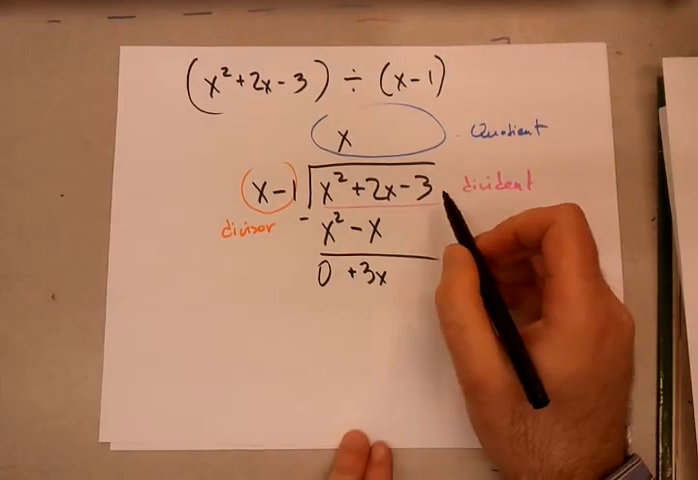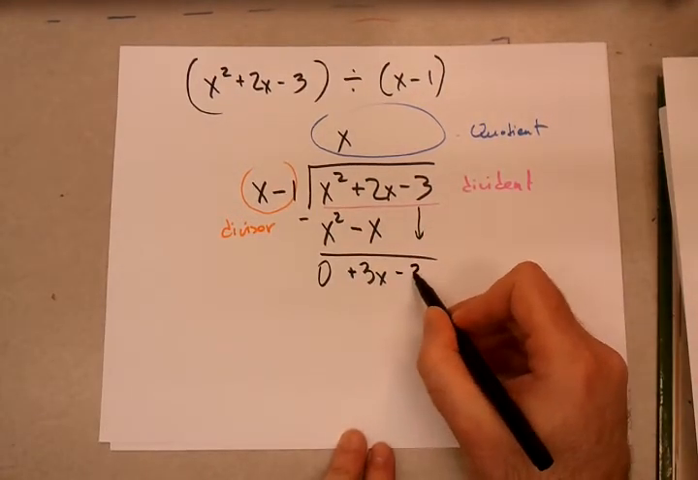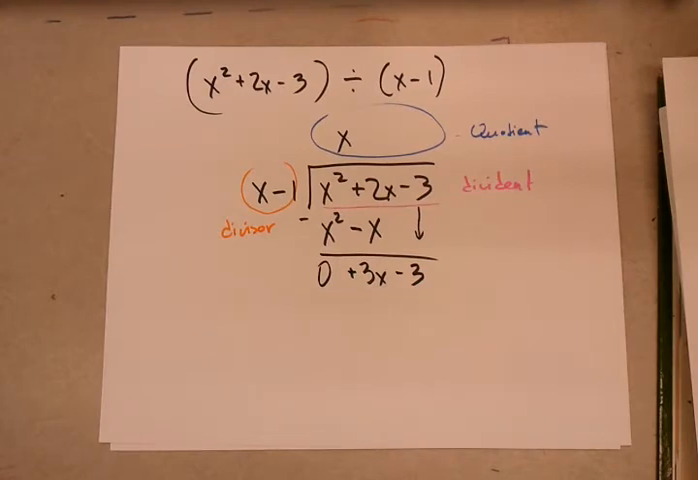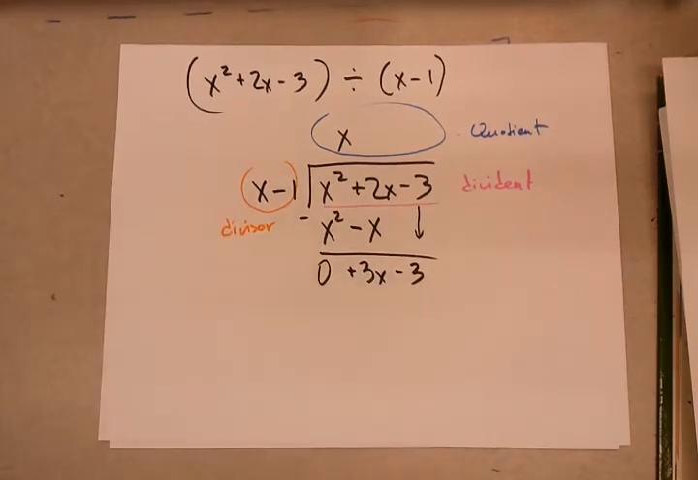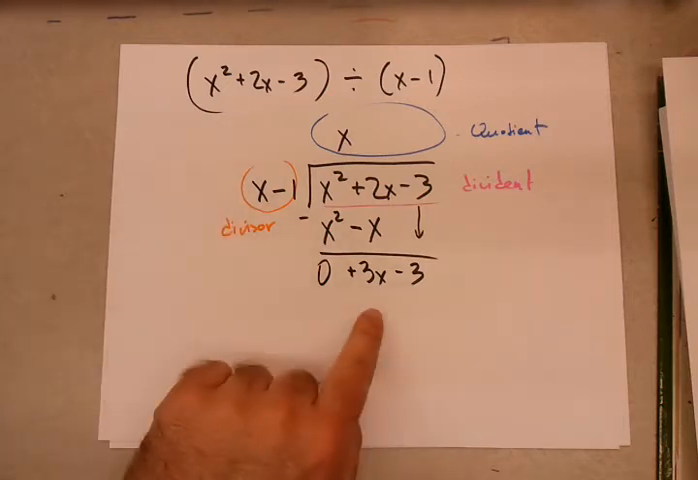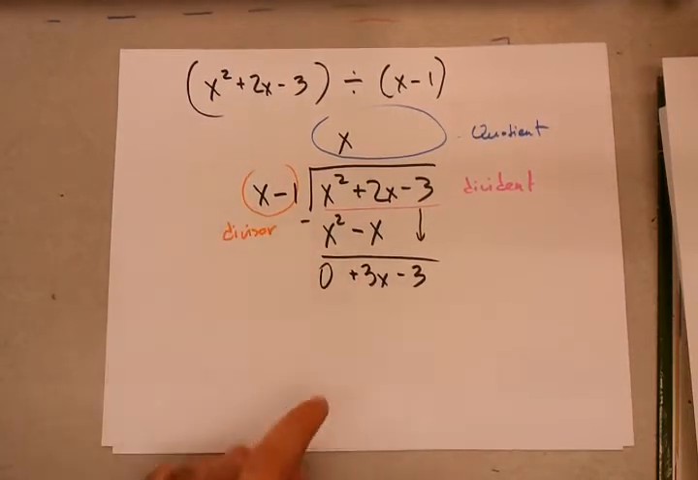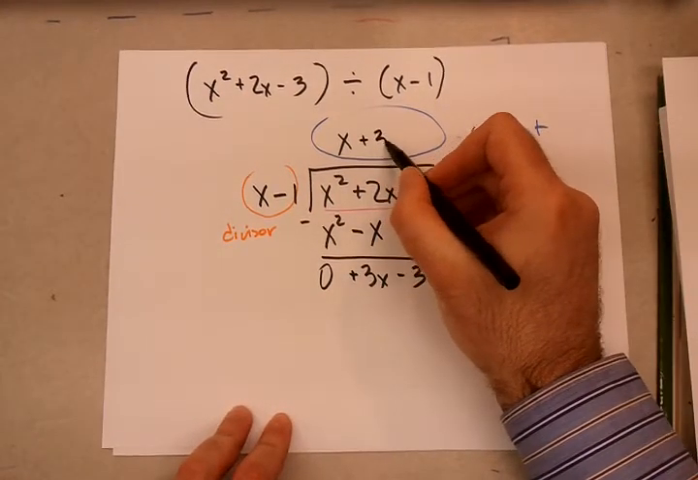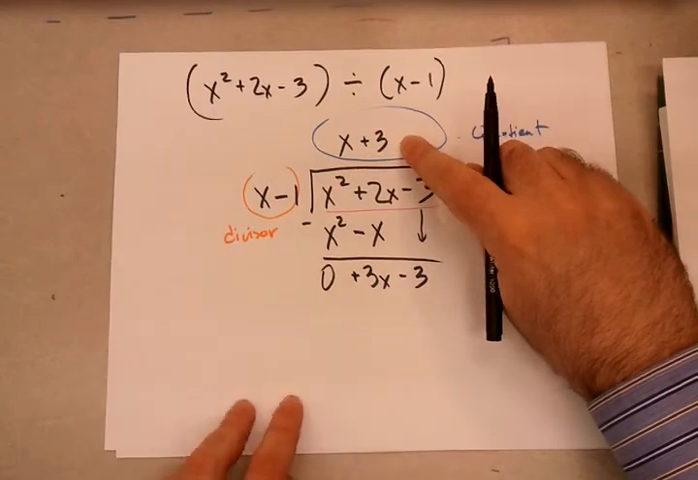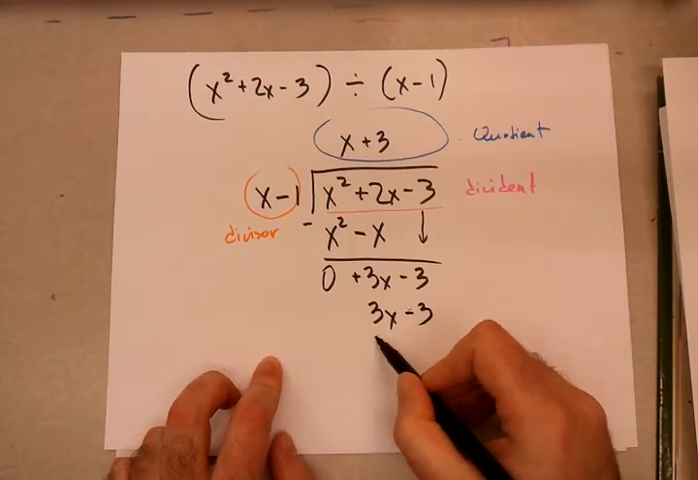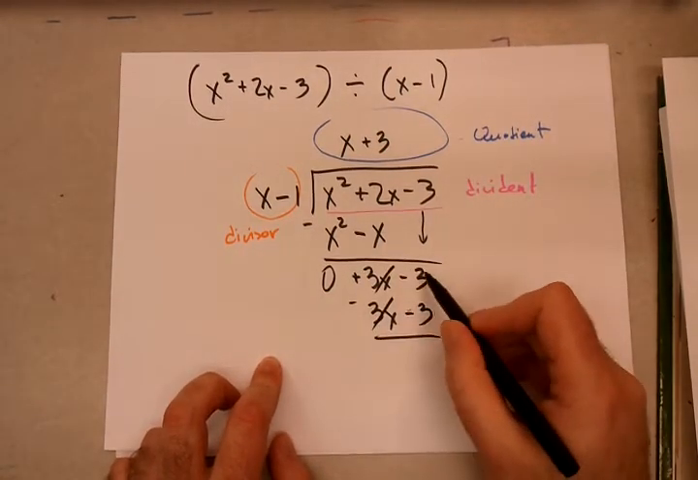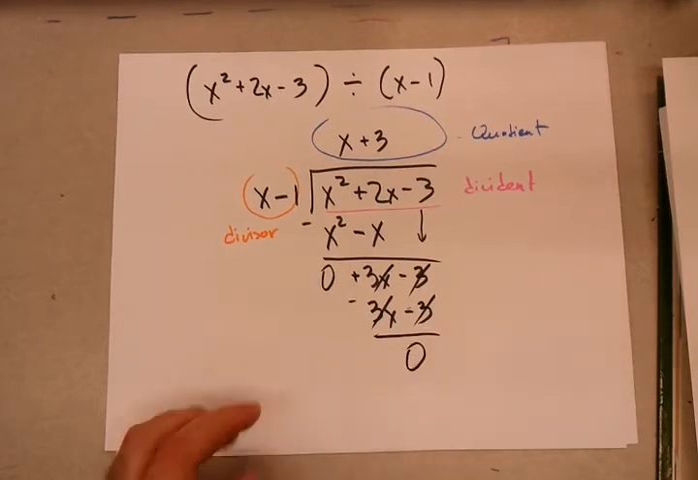Good. This 3 just comes down, just because it does. So now we have 3x minus 3. How many times does this go in there? It's a first degree monomial, so I know I'm not going to be multiplying it by a variable now. That's a 3, that's a 1, 3, 1. How about a 3? So plus 3 here. Multiplying 3 times x gives us 3x. Multiplying 3 times negative 1 gives us a negative 3. Yay. When we do our subtraction, everything cancels out. We're left with a 0, and that's our answer: x plus 3.